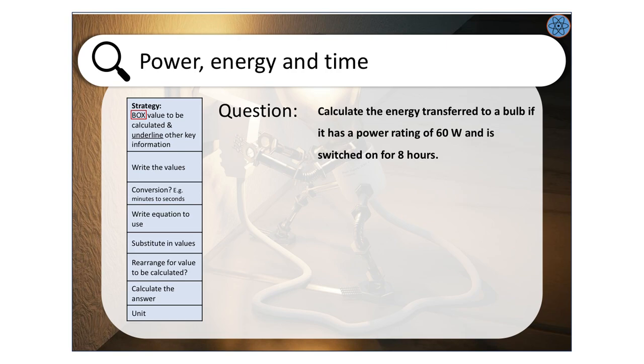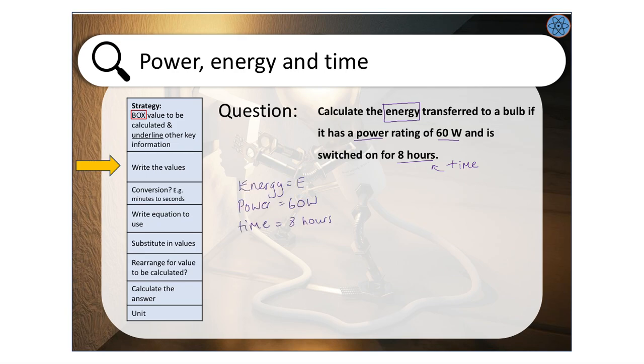Let's just take a look at an example to do with power, energy and time. So calculate the energy transferred to a bulb if it has a power rating of 60 watts and is switched on for 8 hours. So as part of our strategy, we always box and underline. So I've boxed energy because that's what we need to calculate. I've underlined power and 60 watts. And I've made a little note that 8 hours is actually a measurement of time.